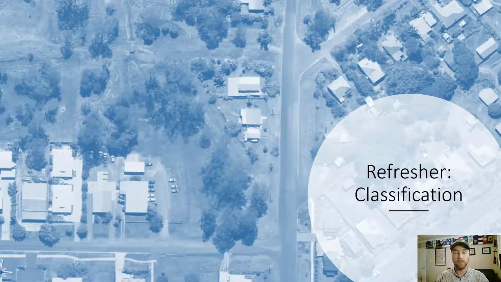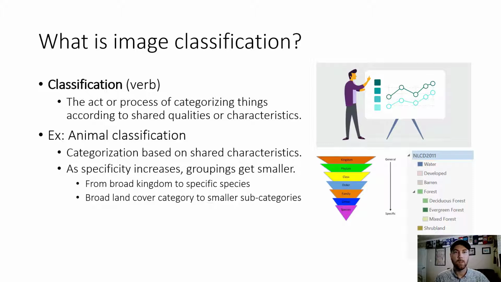So, quick refresher on classification. All right, what is image classification? Classification is a verb, it is an action, right? It's the act or process of categorizing things according to shared qualities or characteristics. And as you know now, as we've been in the class for several weeks, those qualities or characteristics can be related to spectral signature, like the color, the light that they reflect to the image sensor. They can also be a common shape or a proximity, right? So it's about reflectivity, proximity to other same features, or perhaps shape on the landscape.